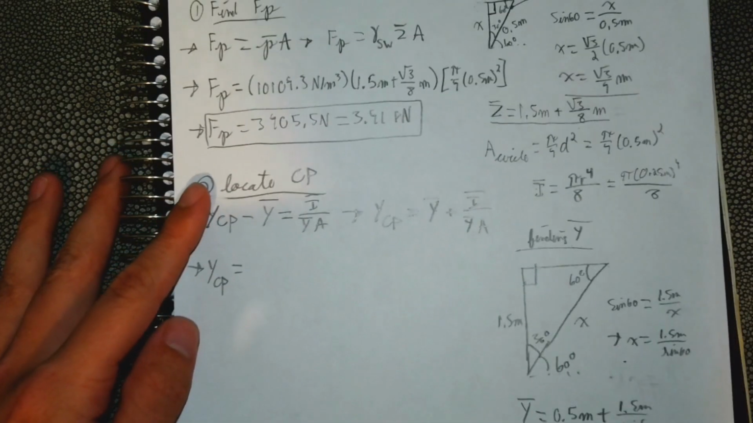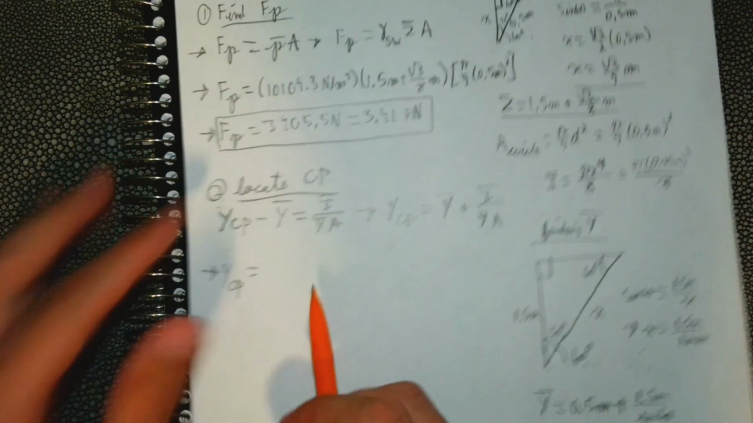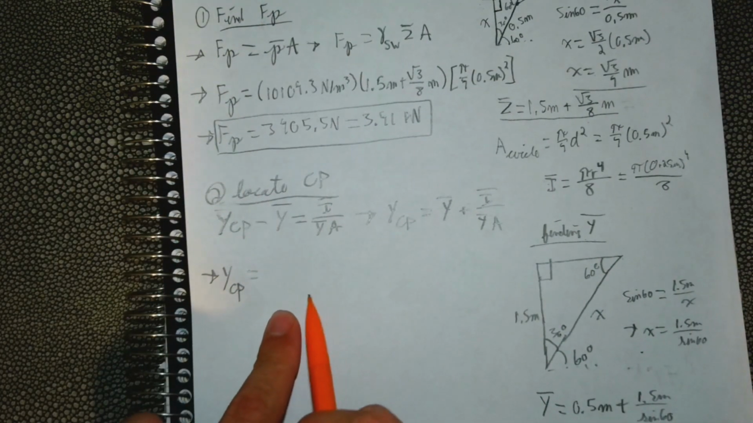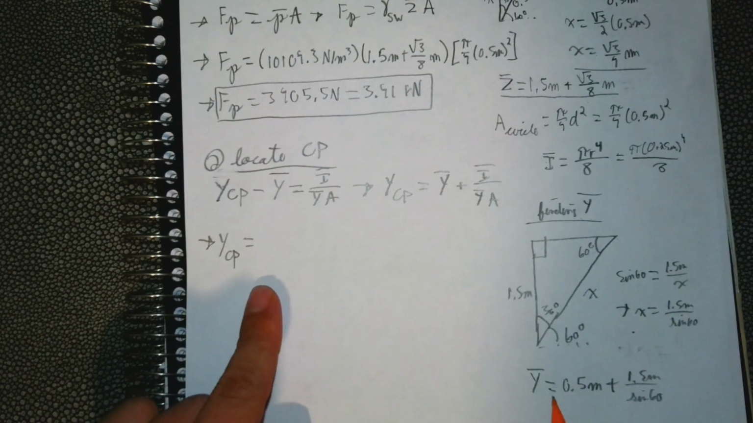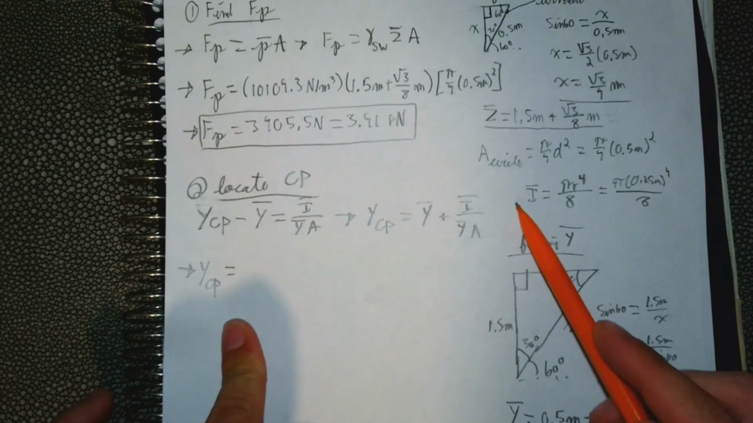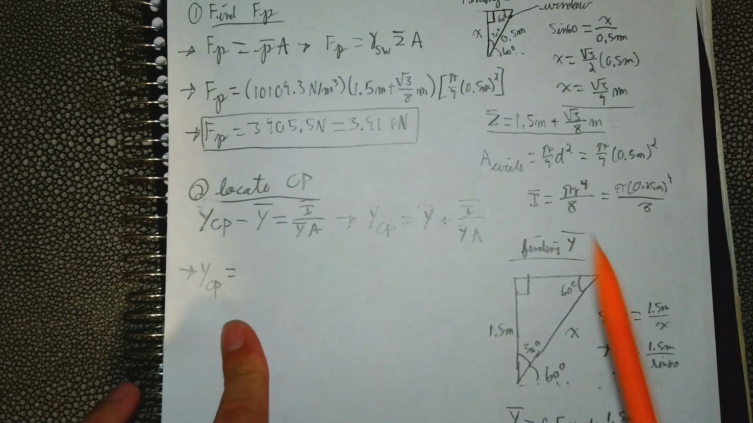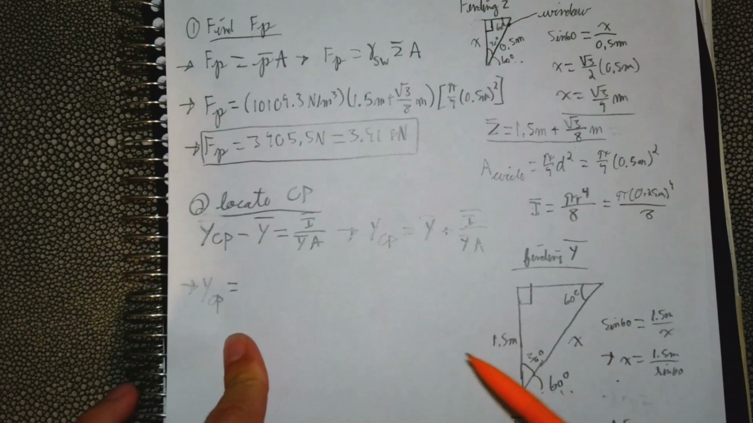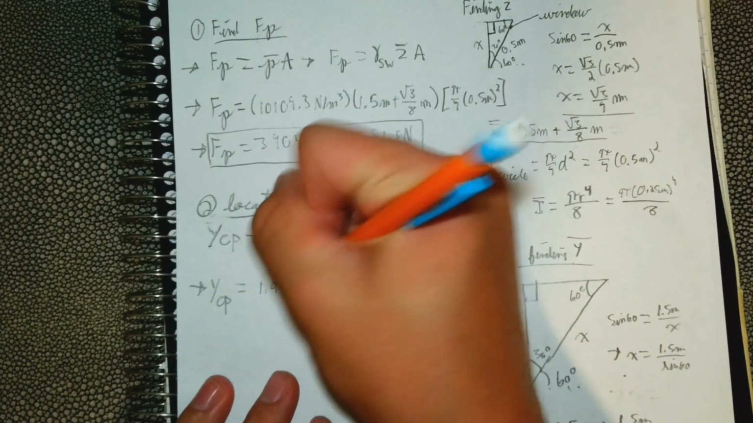Since we know everything, I'm just going to let you guys plug it in yourselves. So y bar is here, it's the moment of inertia, and then the area we already found. I'm just going to be plugging all those numbers in without writing it out, and you should get an answer of 1.99 meters.